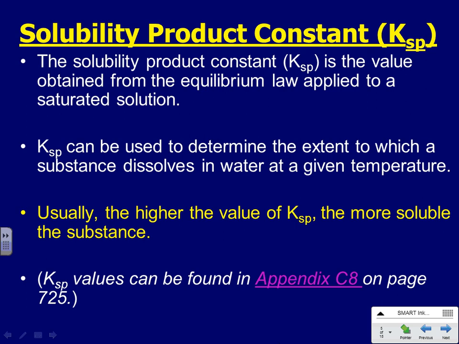Again, the solubility product constant was probably mathematically or experimentally discovered before the idea of equilibrium. And once the concept of equilibrium was established, chemists realized that we were really looking at an equilibrium situation and therefore giving it the constant K, and the subscript SP to stand for solubility product.